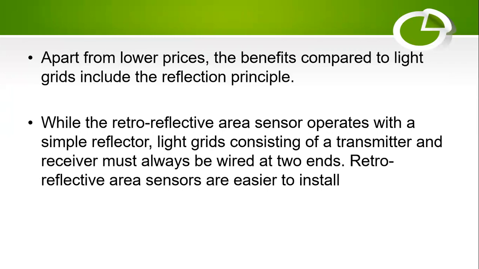Apart from lower prices, the benefits compared to light grids include the reflection principle. While the retroreflective area sensor operates with a simple reflector, light grids consisting of a transmitter and receiver must always be wired at two ends. The retroreflective area sensors are easier to install.